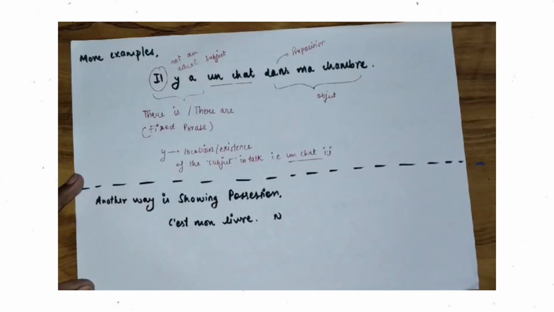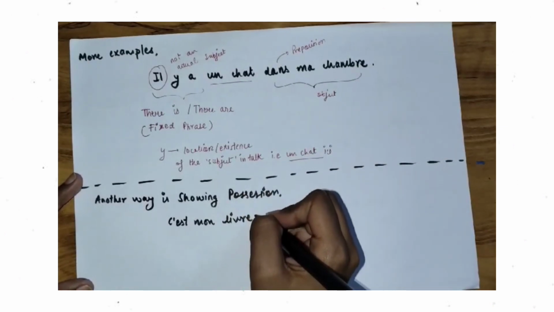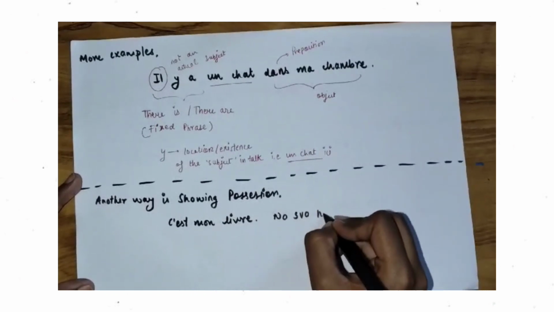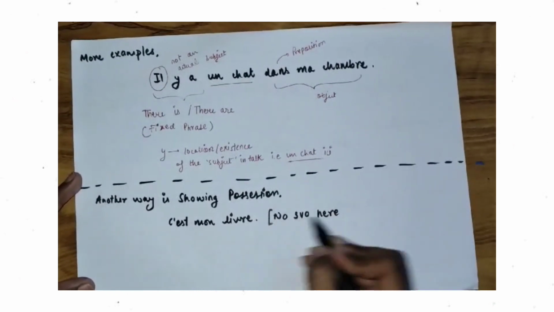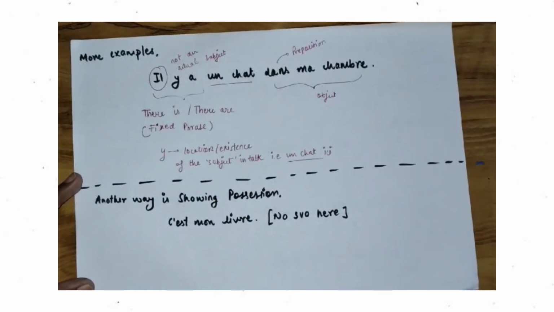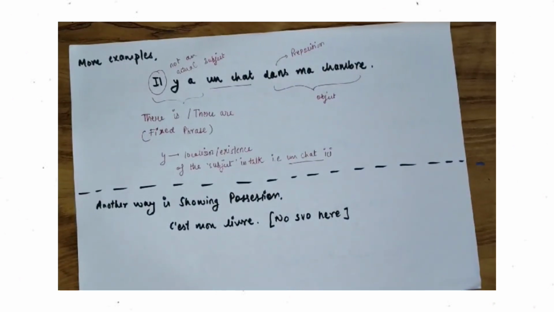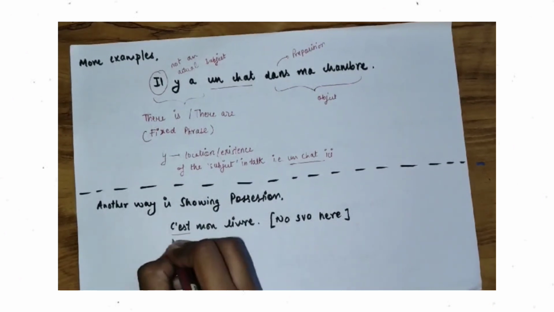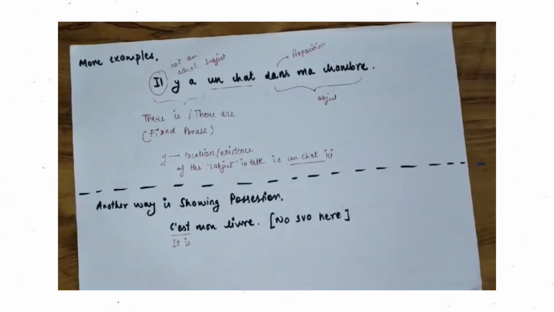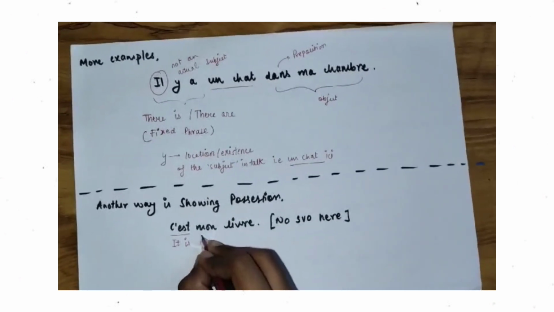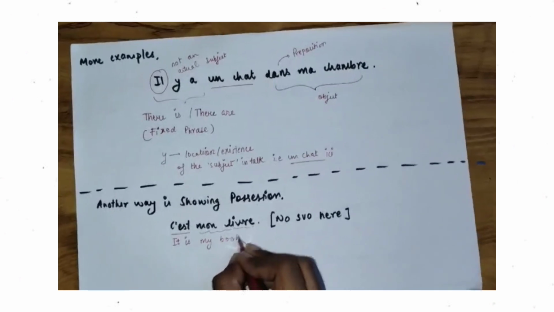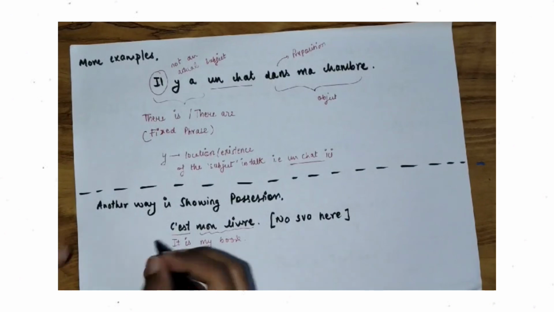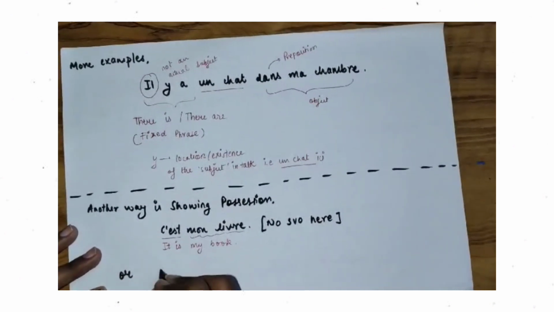So the last way we are going to talk about in this video is where the position is shown, like in this sentence c'est mon livre, which means it is my book. Here there is no SVO as followed. You can't see any subject particularly in here. We have used c'est, which means it is, and mon livre is my book. As you can see, the book is the subject here. So the position of the book is shown as it is my book.